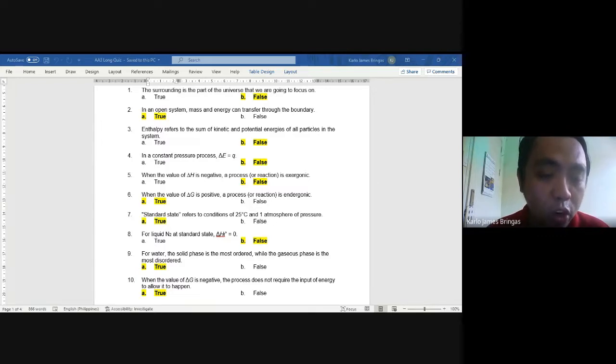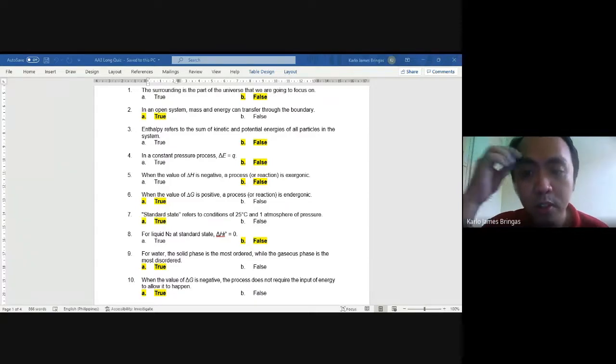For water, the solid phase is the most ordered, while the gaseous phase is the most disordered. So the answer for this is true. If you look at the PowerPoint that I shared with you guys, can you please organize this one for me? So you have solid, liquid, gas. Kindly organize this one from most disordered to most ordered. So you have the solid phase, the liquid phase, and the gaseous phase.